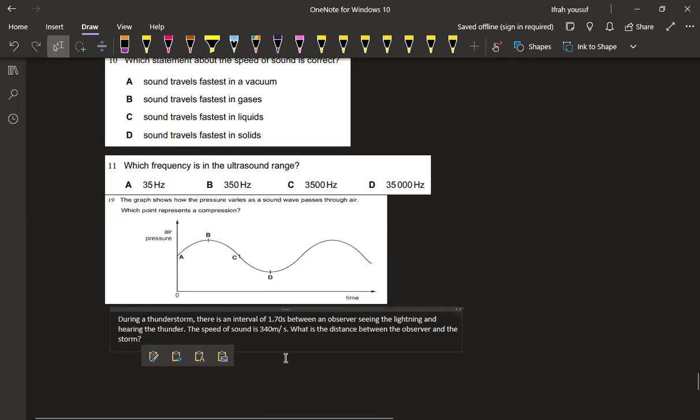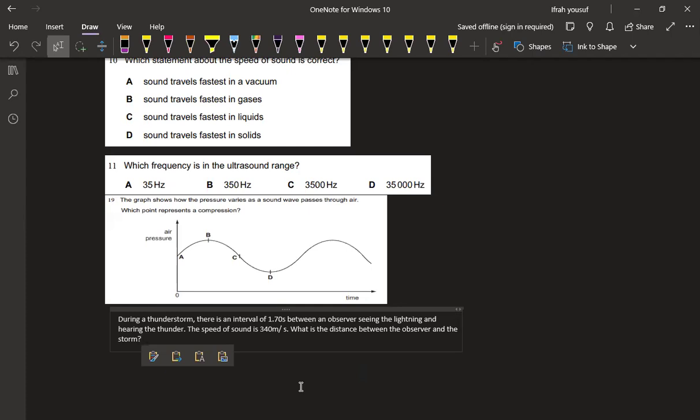Here's another question. During a thunderstorm, there is an interval of 1.70 second between an observer seeing the lightning and hearing the thunder, right? The speed of sound is 340 meter per second, right? What is the distance between the observer and the storm?